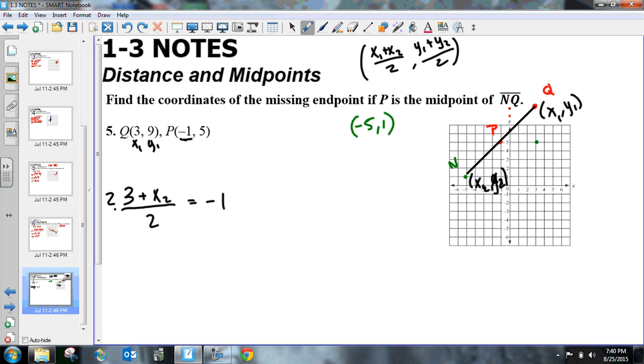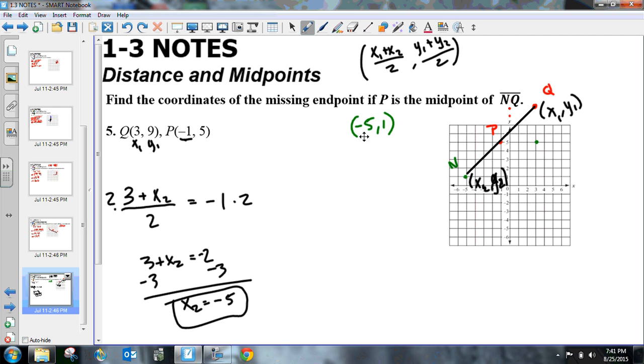I'm going to multiply both sides by 2, and I get 3 plus x sub 2 is equal to -1 times 2, which is -2. If I solve this and subtract 3 from both sides, I get x sub 2 is equal to -5. Oh, man. What did I say? Is this x sub 2 or what? Look at that, -5. Now let's try the same thing for y.